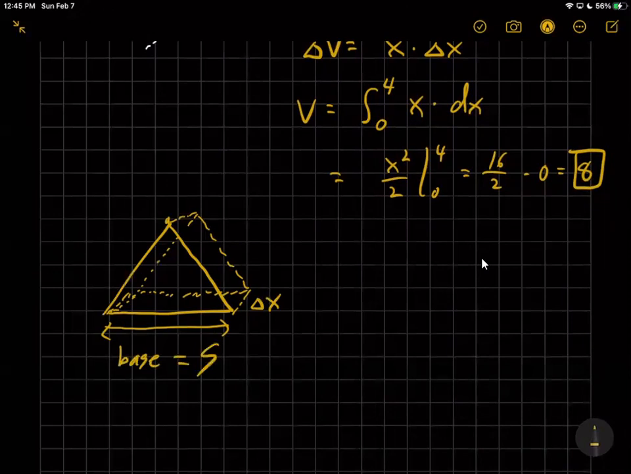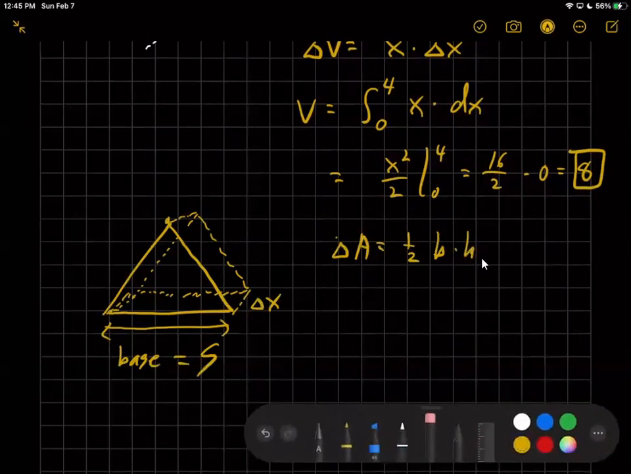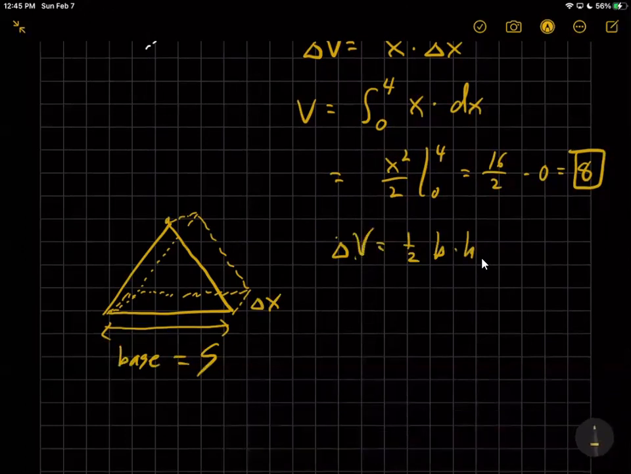Okay. Now to find the area of a triangle, we all know that delta A should equal 1/2 base times height. Oh, I'm sorry, this is now a delta V because it's a slab. So let me change that to a delta V because we're going to have 3 dimensions, a base times a height times a thickness. The thickness is delta X, right? So we can see B is the same as the side of the square. But what is the height?